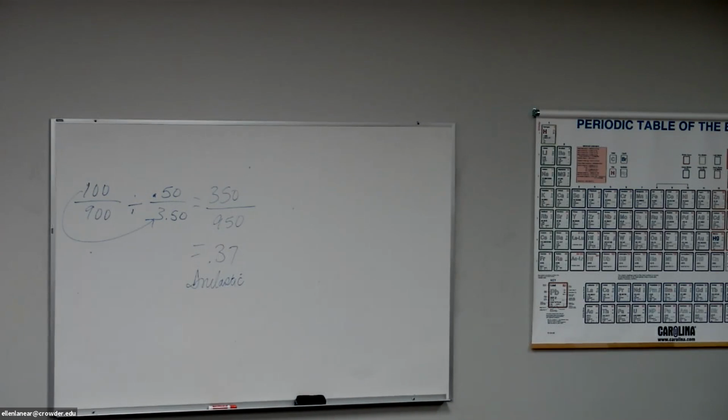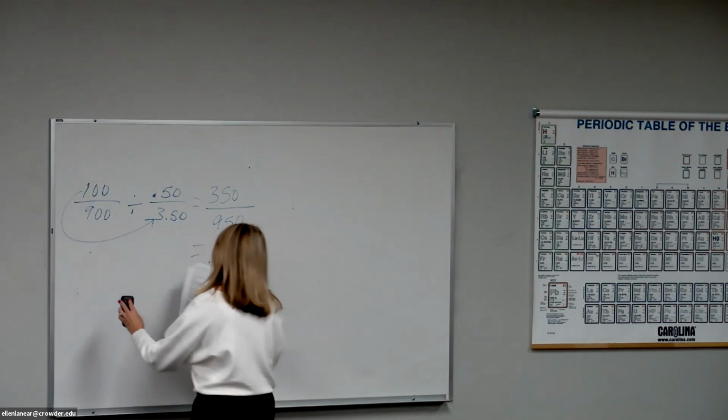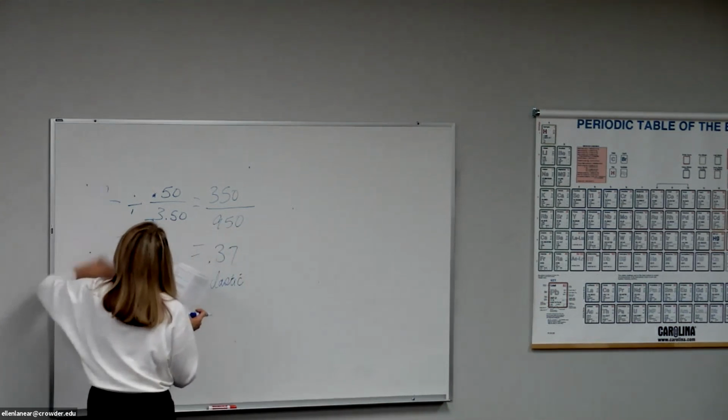Okay, so we're going to do the total revenue on this. All you're taking is the price times quantity. Your price is $1 times 300. The total revenue is 300.